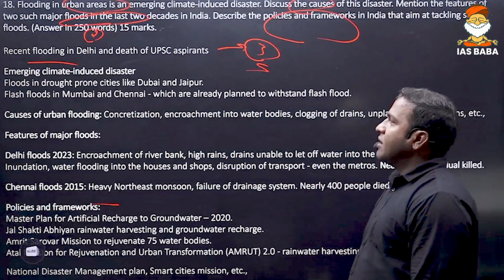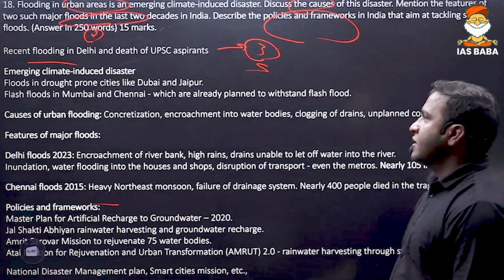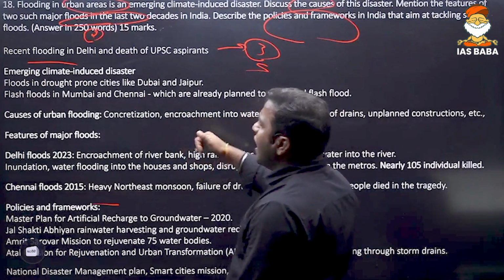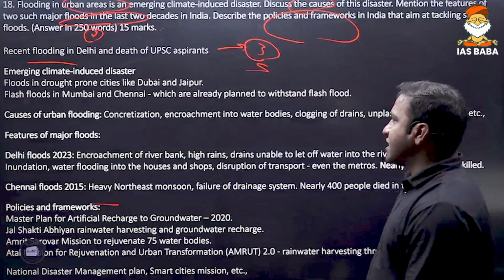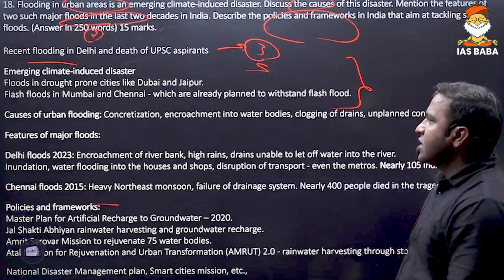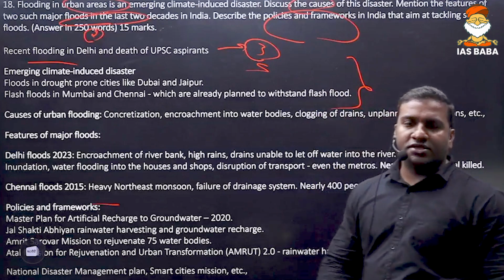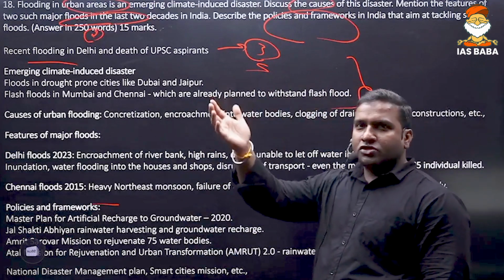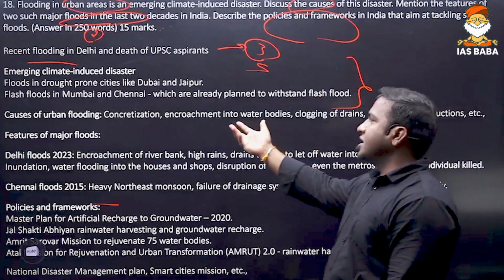Then, emerging climate induced disaster. Now how is it emerging? Give some statistics and examples. This is the area where you can give good examples. Floods in drought prone cities like Dubai and Jaipur. Dubai, a desert area, is getting flash floods.